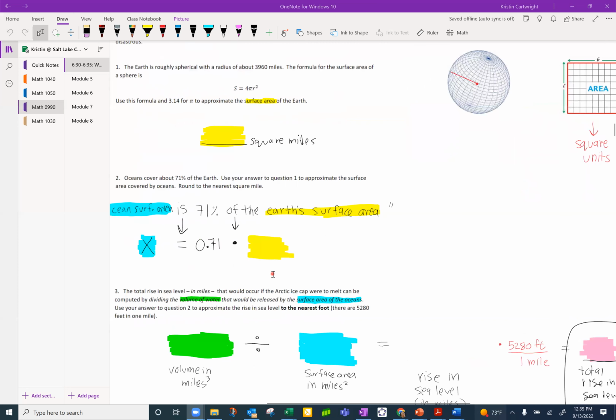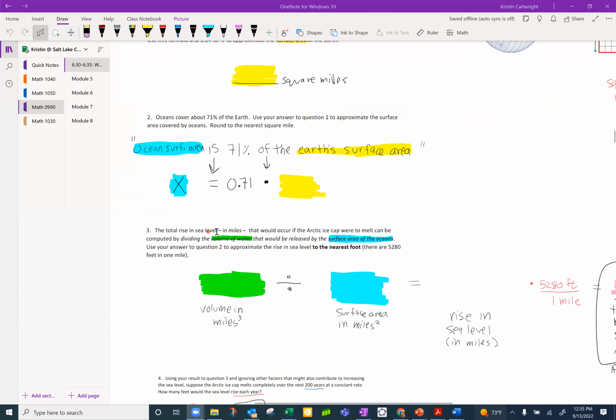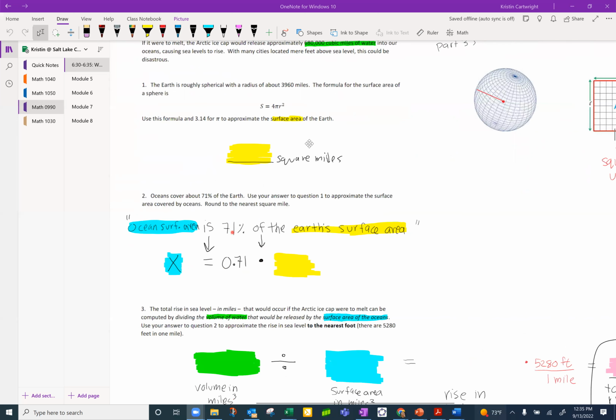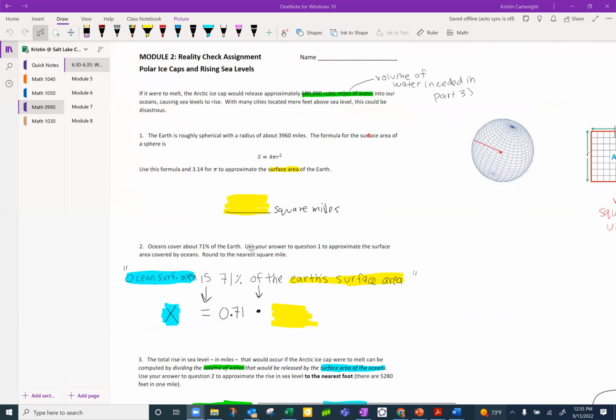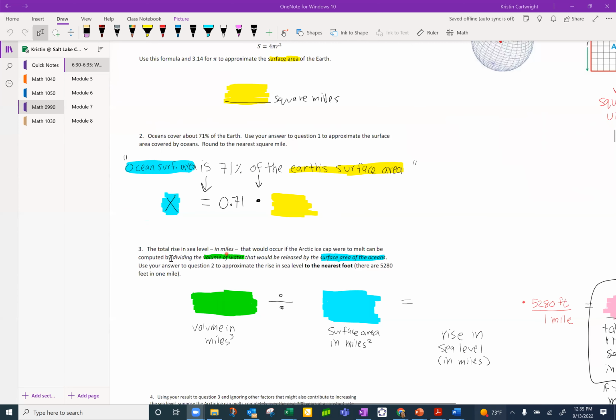Part 3 says that the total rise in sea level in miles that would occur if the Arctic ice cap were to melt can be computed by dividing the volume of water. Now remember, the volume of water was given up here in green. That's why I highlighted it in green. We need that for part 3. So the volume of water, it says to divide that by the surface area of the ocean.